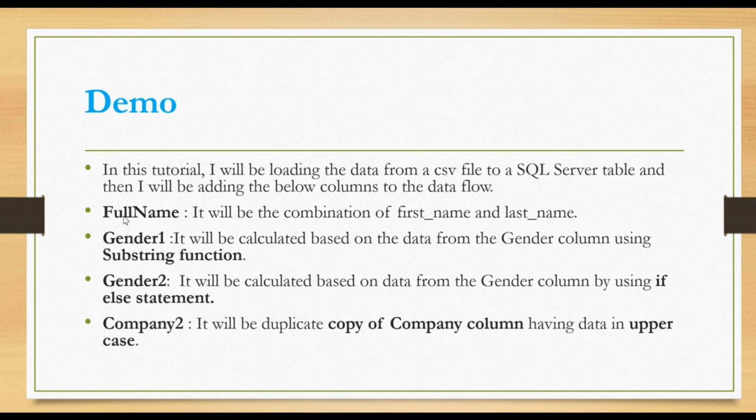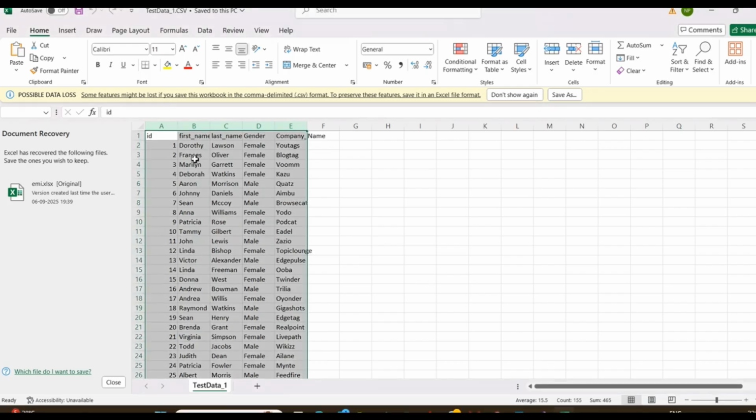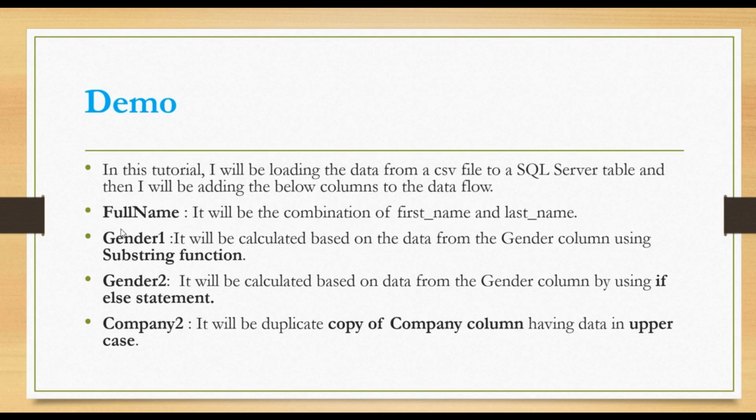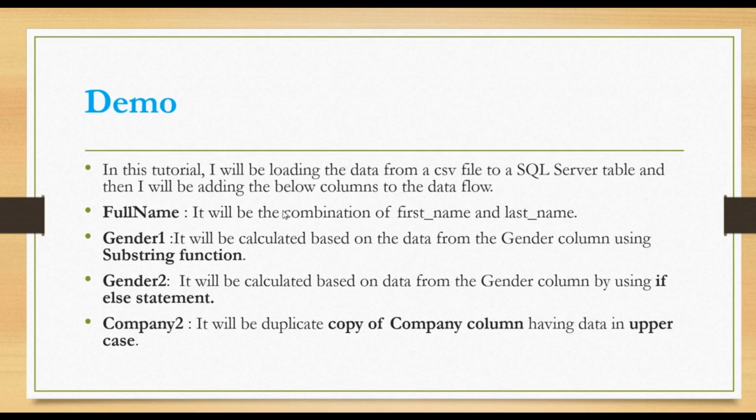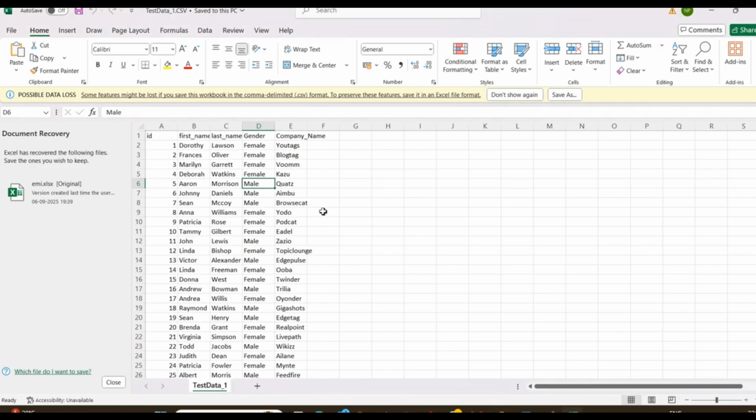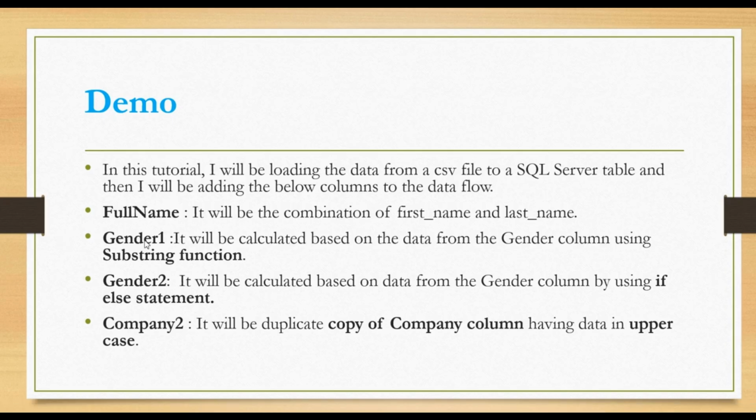The full name is nothing but we are going to combine the first name and the last name, and create an additional column, full name. Gender 1 we are going to calculate based on this gender column. That means for female I just want the result F, and for male I just want the result M. Then I will store that value in the gender 1 column, using the substring function.